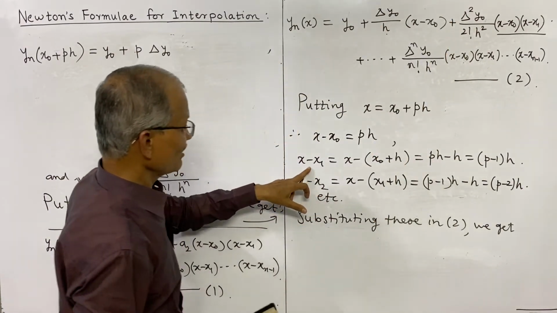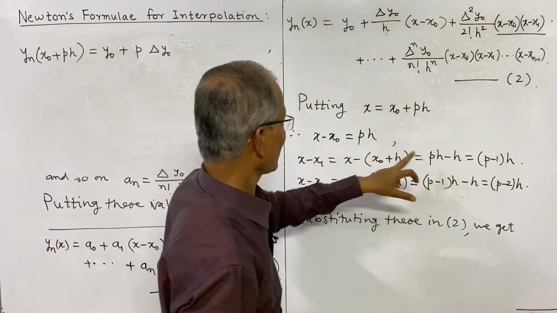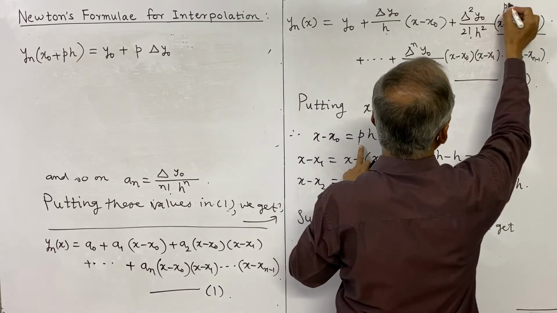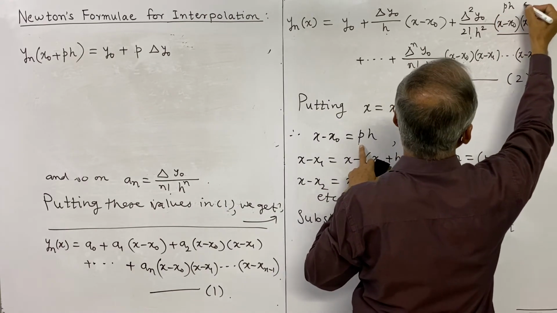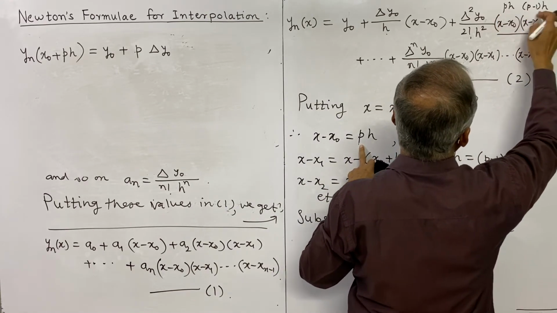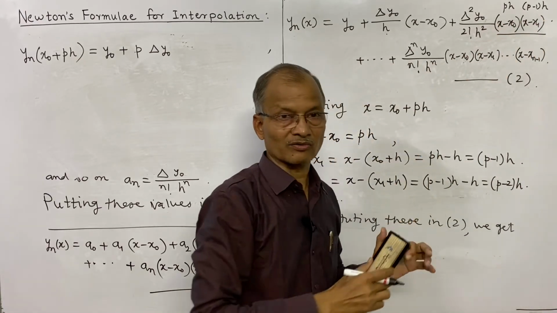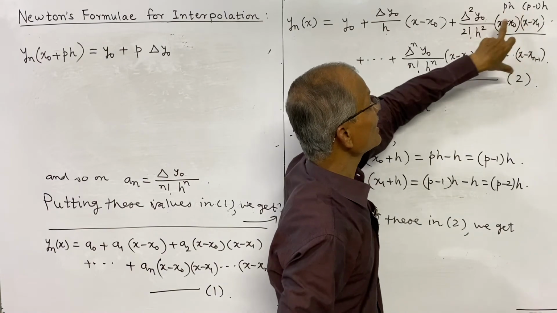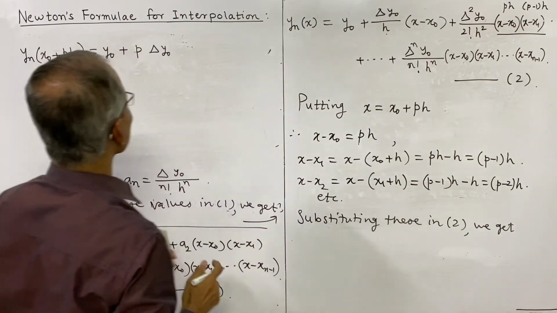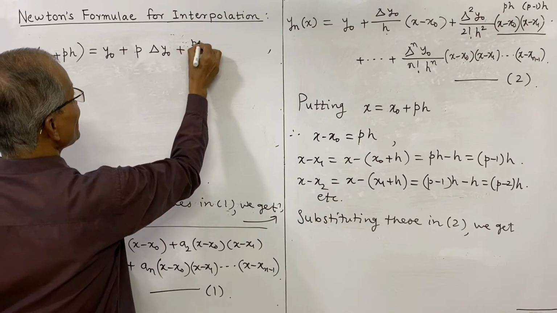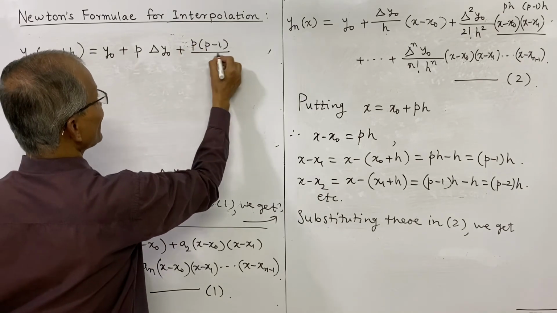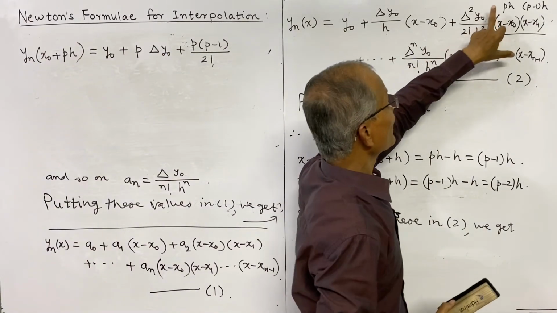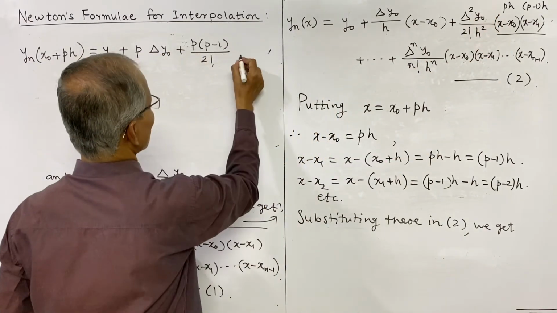And now the next value is x minus x1. Both the values we have to write here. This value is ph and this value is p minus 1 into h. Now this h square cancels with the h square in the denominator, and what remains is p into p minus 1 divided by 2 factorial. So the second term is p into p minus 1 divided by 2 factorial, times delta square y naught, which we write here.